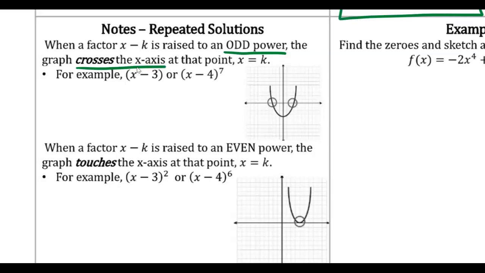Now, if it's raised to an even number of repeats, then it touches the x-axis at that point. So it comes down and touches the x-axis and then bounces back up. That's what it means by touches versus going across it. Or if we're down here, it could come up and touch it and then bounce back down.